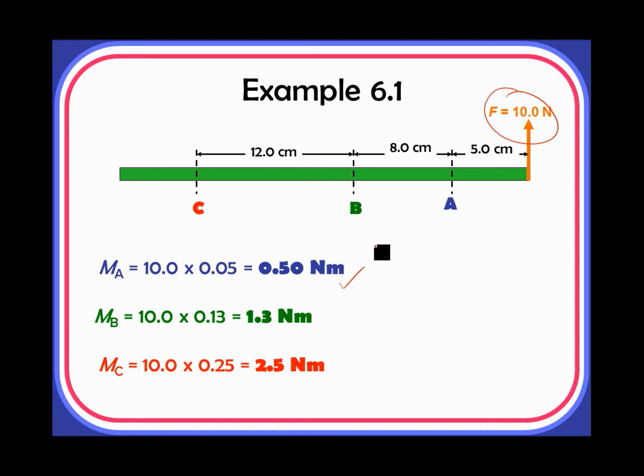If I were to take moment about B, that means I put the pivot here, then the moment will be the force 10 Newton times the perpendicular distance, which is 13 cm, so it's 0.13 meters. If I take moment about C, then the moment will be equal to 10 times 0.25 Newton meter. Notice that this force gives a moment that is always in the same direction, that is anti-clockwise. So these 3 moments that you have calculated are all anti-clockwise.